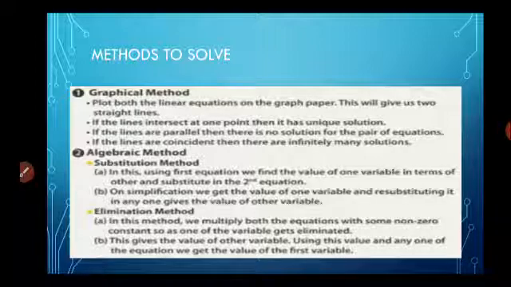But in the elimination method, what happens? In this method, we multiply both the equations by some non-zero constant number so that one of the variables gets eliminated. After one variable is eliminated, only one variable will be left with us. That variable can be found using the simple equation solving method. So this gives the value of the other variable. Using this value in any one of the equations, we can get the value of the first variable also.